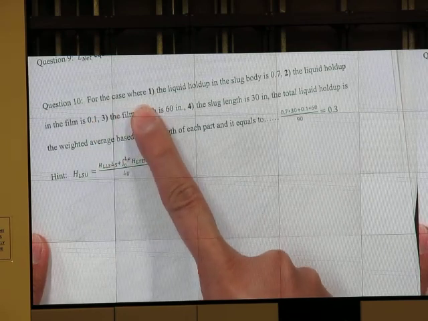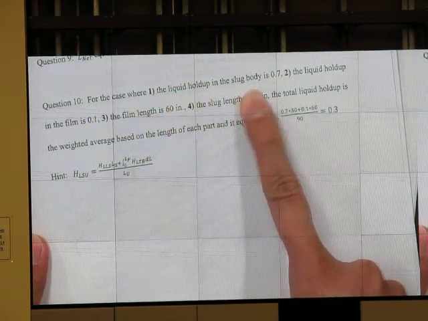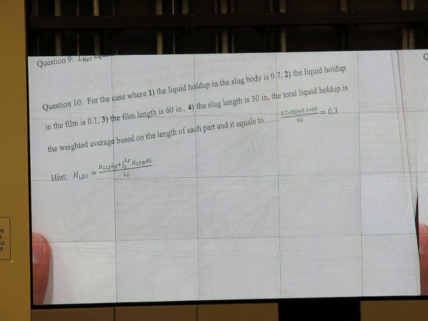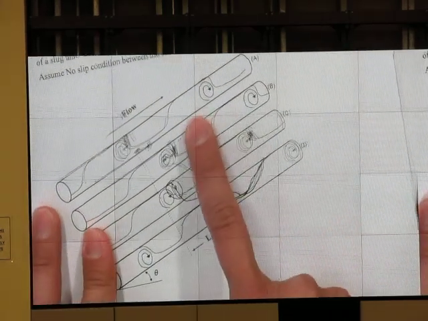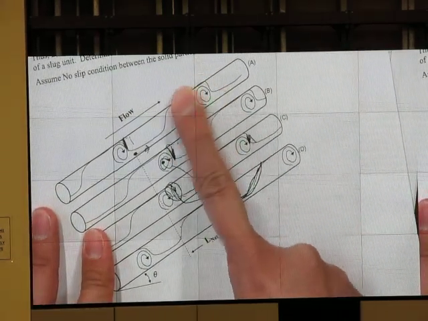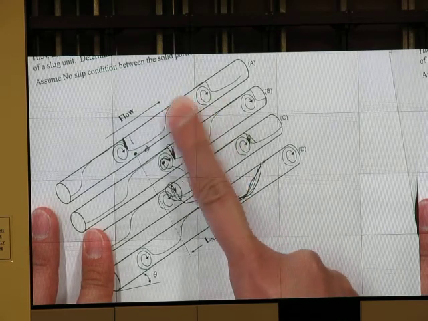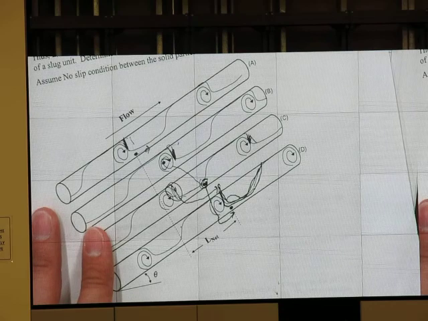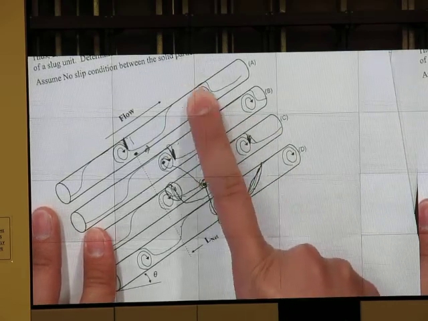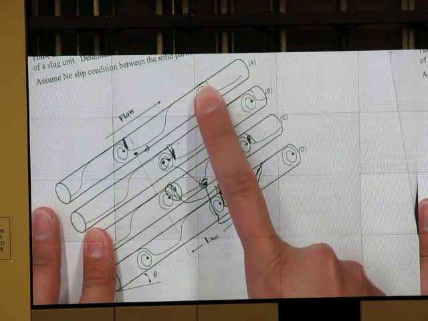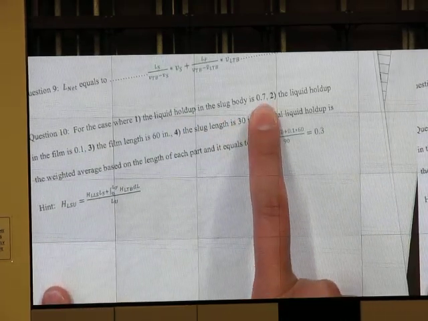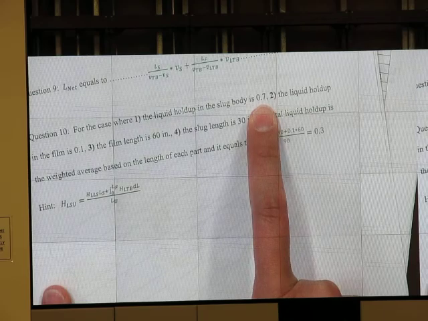for the case where, number one, the liquid hold up in the slug body is 0.7. Okay, what does it mean? Look at this picture. You see this? This is a liquid hold up. This is a slug body. This part has some air in it. It's not just single phase water, it has some air inside, but the amount of air is just 30% by volume, and the amount of liquid is 70% by volume. So when I say liquid hold up in the slug body is 0.7, that means 70% by volume in this part is liquid, okay?